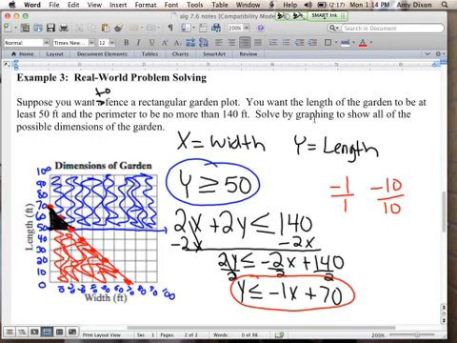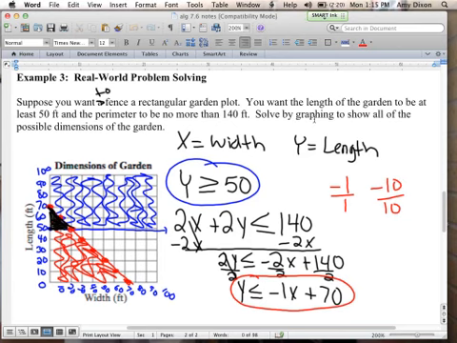So these are all possible dimensions of your garden. That's what all this means. That's why we did all this, was to find out where is that region. What are my possible coordinates, or my possible values for length and width? You can pick any coordinate point in this region. For example, you could use 10, 60. You could have width of 10, length of 60. You could do 10, 55. Anything in this region will allow you to keep within those parameters, or those inequalities.